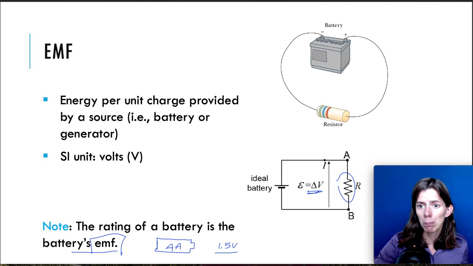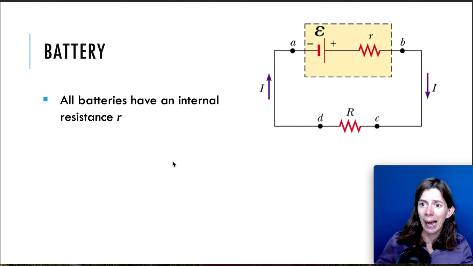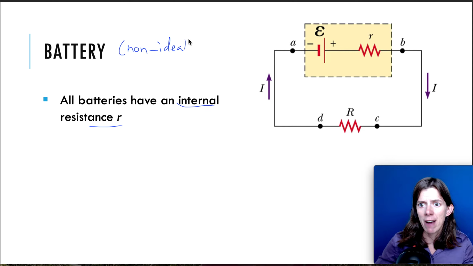Actual batteries have an internal resistance. In this slide only, we're going to be talking about more non-ideal batteries, and we're going to consider the fact that they have an internal resistance. But after this, whenever we have circuits, we're going to go back to our ideal batteries where the EMF and the potential difference are the same thing.